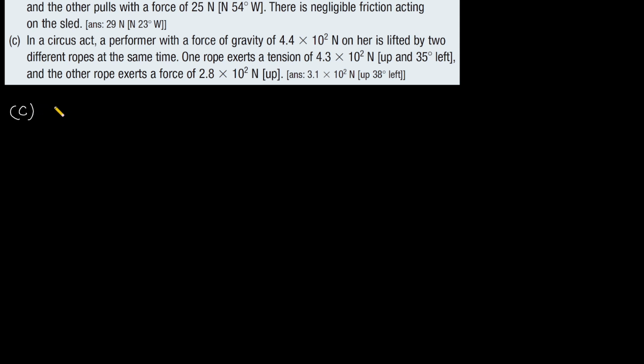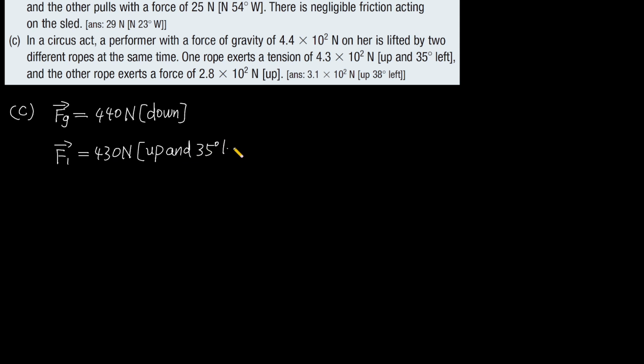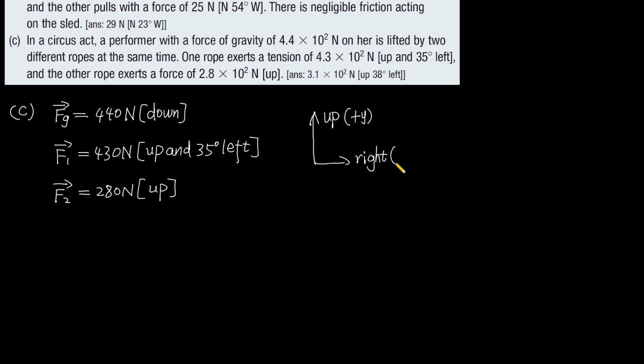Question C. There are three forces. So the force of gravity, this force is 440 Newton, and the direction is down. Then tension force 1, this force is 430 Newton, and the direction is up and 35 degrees left. The tension force 2, this force is 280 Newton, and the direction is up. Then I draw the graph. So this direction is up and also the positive y direction. And this direction is right, also the positive x direction. And this dot represents the performer.